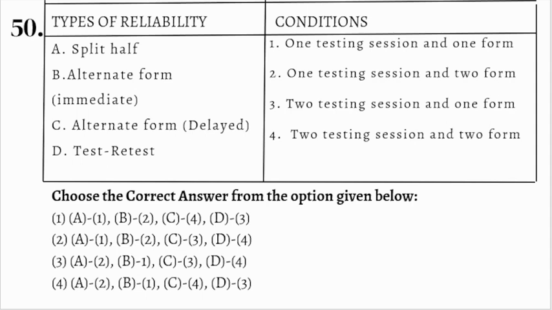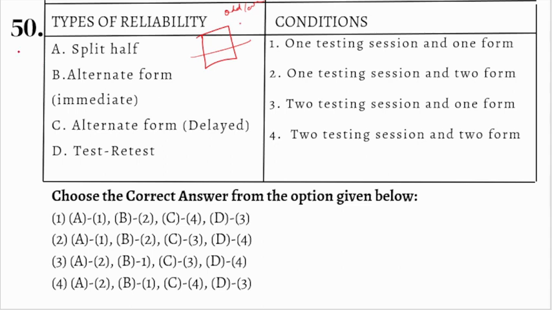Okay, anybody else who would like to answer? Okay, let us read the question. The question asks about the types of reliability and the conditions which can be there. So split half, we know what we do in split half. We take a particular form and we split it into two parts, and it can be done on the basis of odd, even, or first half, second half, etc.